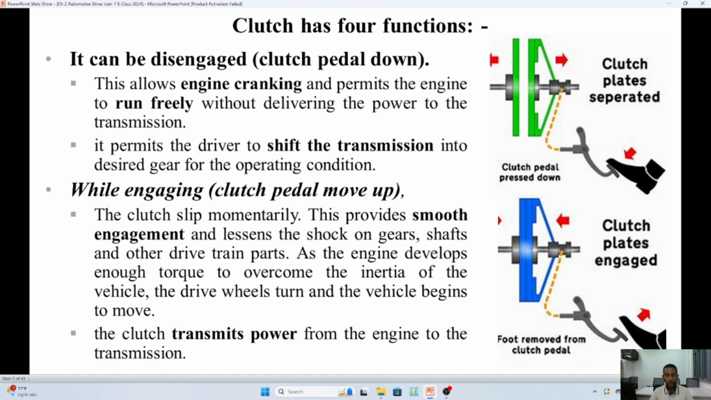While engaged, or when the clutch pedal is moved up, as you observe in the second picture, the clutch will initially slip momentarily, which provides smooth engagement between the gearbox and the engine, because one part will be stationary and the other will be rotating. So when this rotating and stationary part engage, if they are not engaged slowly or smoothly, it will create torsional stress and it will damage some shafts and gears of the drivetrain system, and it disturbs the passengers or the goods on the vehicle.